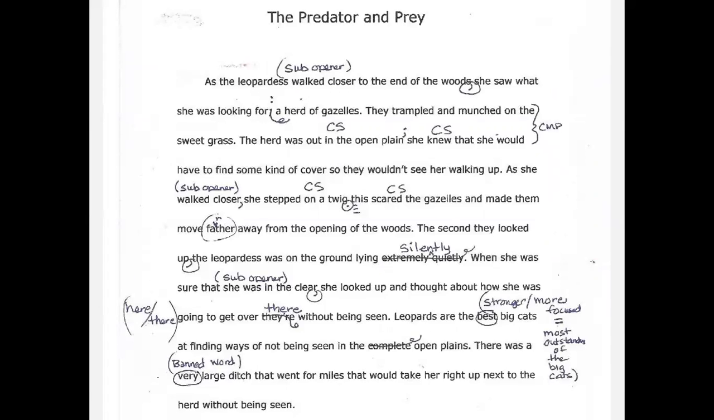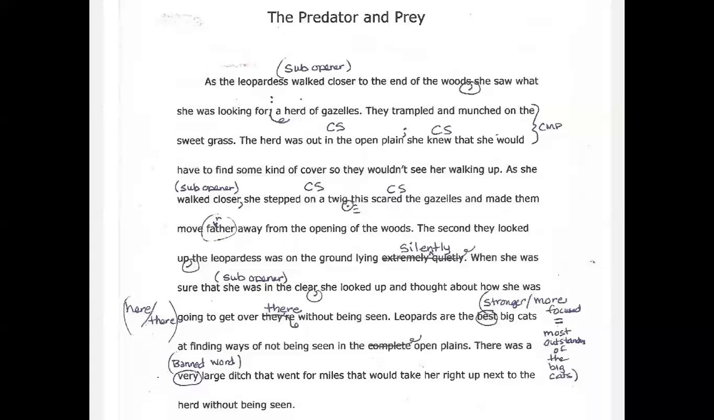They trampled and munched on the sweet grass. All right, then I have here, the herd was out in the open plain. She knew that she would have to find some type of cover so they wouldn't see her walking up. All right, so then I put C and P beside it. That means that that is a compound.